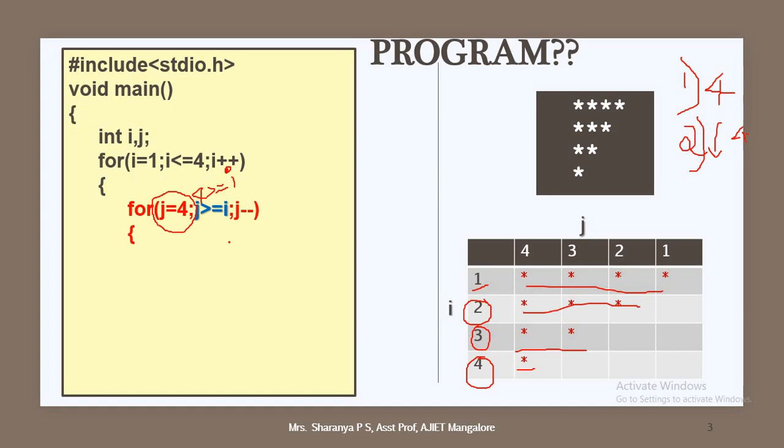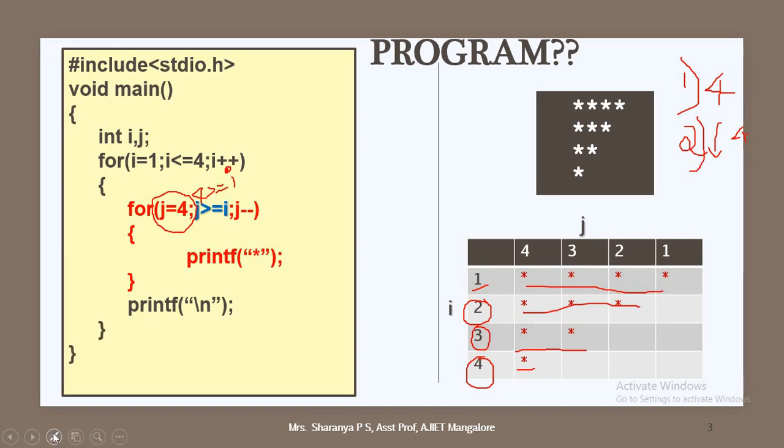Next, what is the major content that we want to display? That we will mention in the inner for loop. Here also we are printing the star pattern. That's why we have used the printf statement. After that printing, we have to give a new line character.